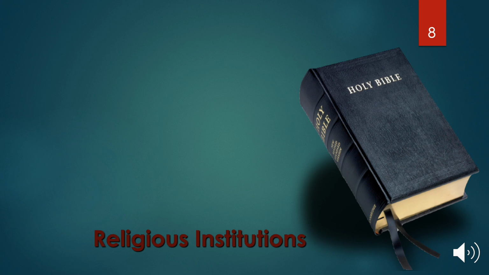Religious institutions. The temple. The first house of God the Israelites built was the tabernacle. The first temple in Jerusalem was planned by King David and built by his son King Solomon around 950 BC.